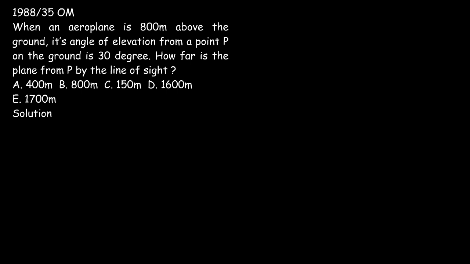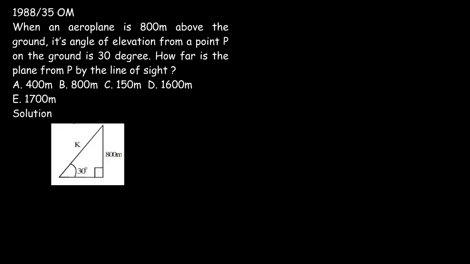Our next question states that when an aeroplane is 800 meters above the ground, its angle of elevation from a point P on the ground is 30 degrees. How far is the plane from P by the line of sight? Now representing this in a diagram, we get the diagram as shown on the screen.